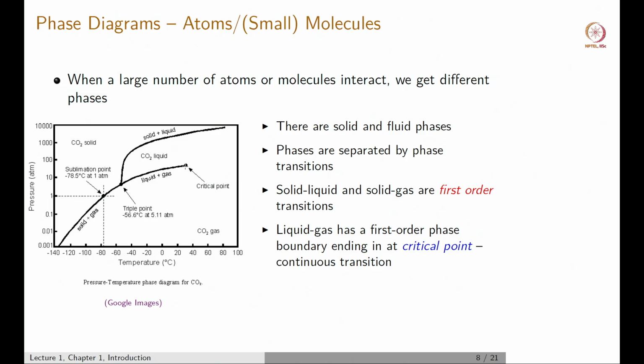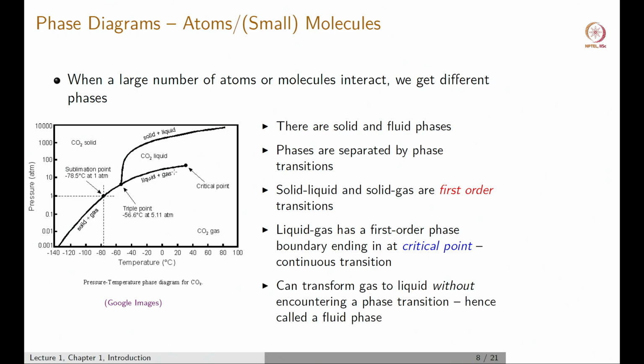And the most important and interesting point in this phase diagram probably is this critical point, which we will describe by something called a continuous transition. So in some sense, the liquid changes to the gas here in a continuous fashion without undergoing a sudden jump that you encounter in a first order transition. So I've already made this point that the liquid can be transformed to the gas without encountering any phase transition.